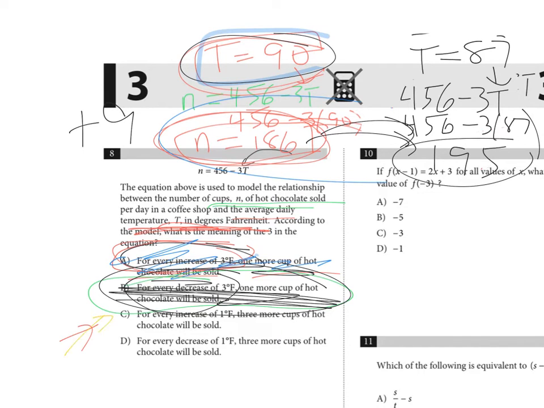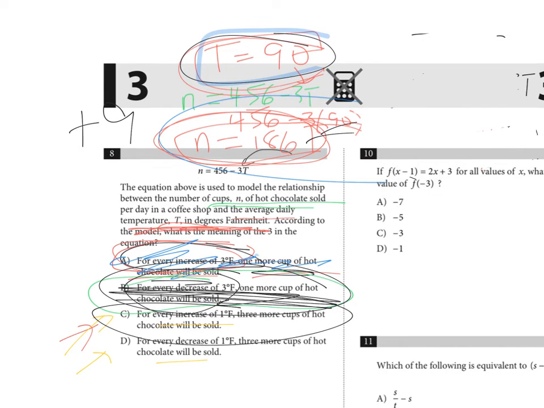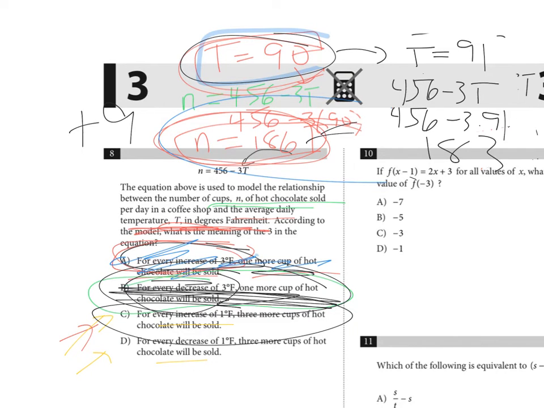So letters C and D talk about now an increase or a decrease of 1 degree Fahrenheit. So letter C, it says it increases by 1, so now T would be 91. 456 minus 3 times T, 456 minus 3 times 91. Now the number of cups of hot chocolate is 183. So it says for every increase of 1 degree, 3 more cups of hot chocolate will be sold. No, 3 less cups of hot chocolate will be sold.